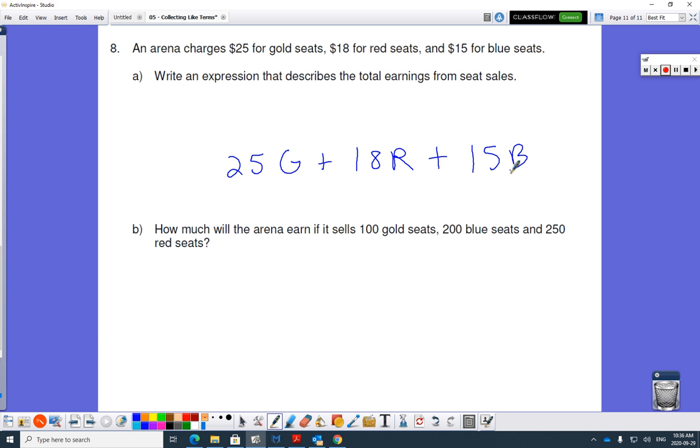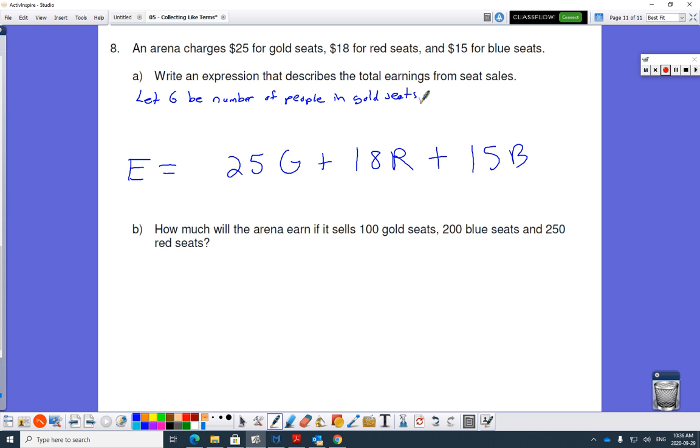Okay, I got to tidy this up. I think we should really move on and say that should be E equals. E for earnings. How do you get your earnings? Like that. And you should beforehand state what each variable means. Let G be number of people in gold seats. It changes all the time.